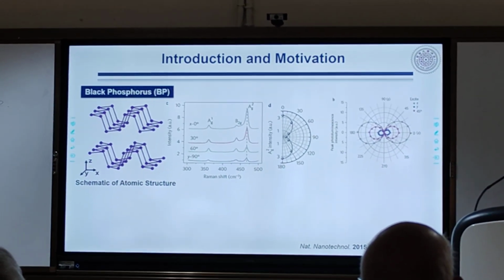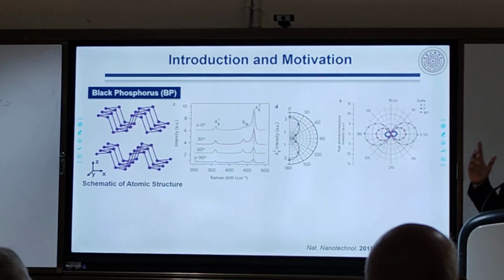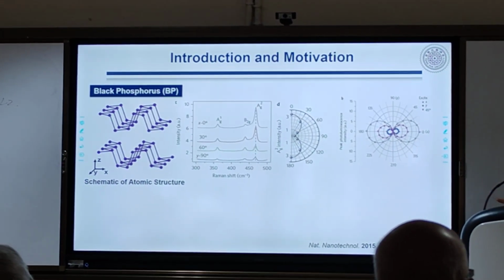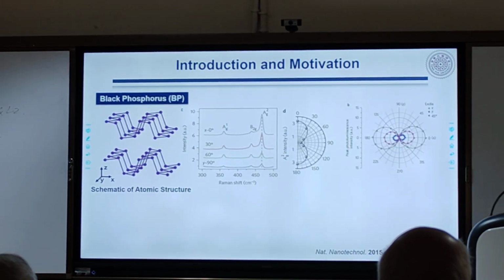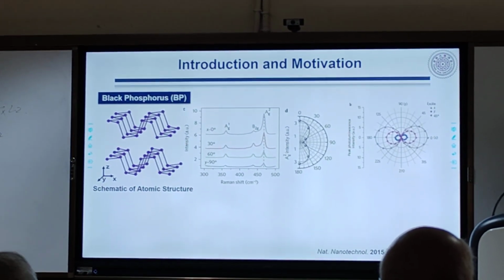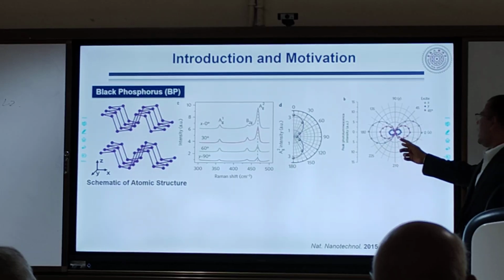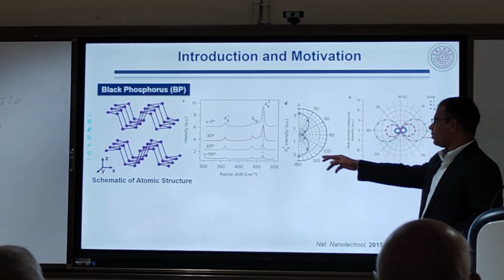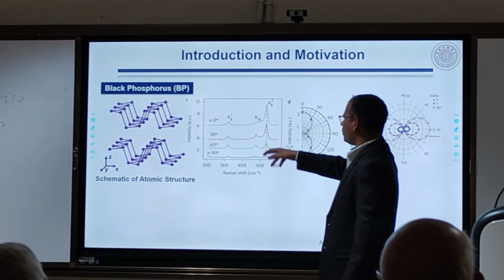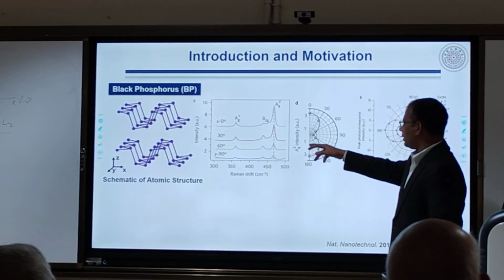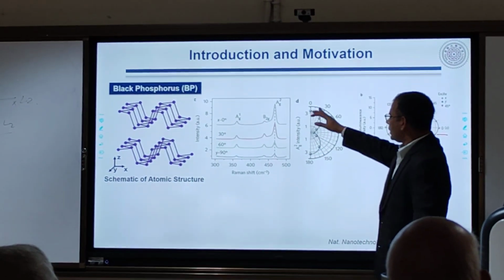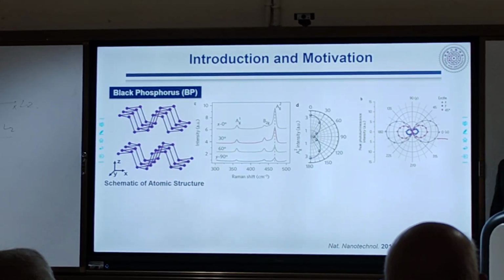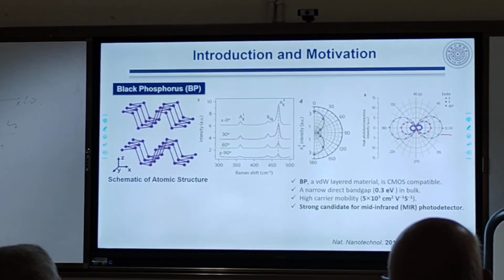This material has optical anisotropy. In one direction it has the highest optical absorption, in the other direction the lowest optical absorption. In the direction with the highest optical absorption, we will get the highest photoluminescence, and this peak is very sensitive to the polarization. You can see this is the polarization dependent Raman. Here in the armchair direction, you have the highest intensity of this peak.